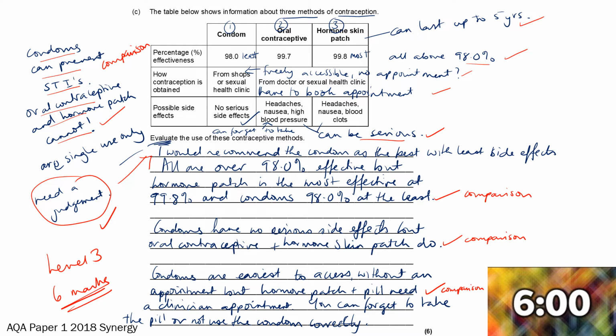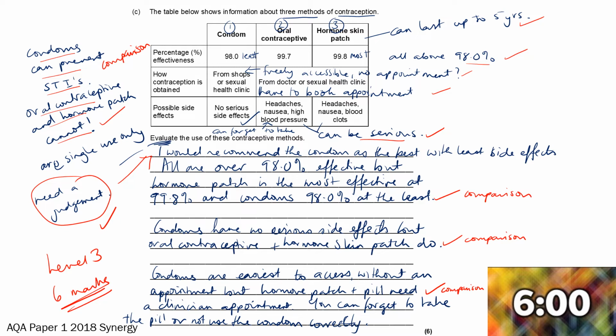My annotations have also included additional knowledge that I have that's not listed in the table, such as the sexually transmitted infections and so on. Now you can stop the stop clock and see that we are still within the time period allotted, okay? So reading my response, I would recommend the condom as the best with the least side effects.